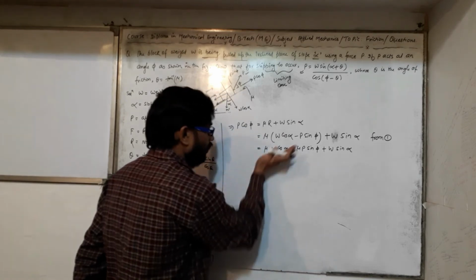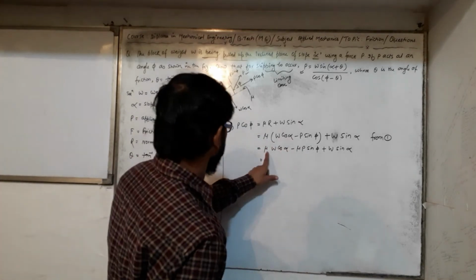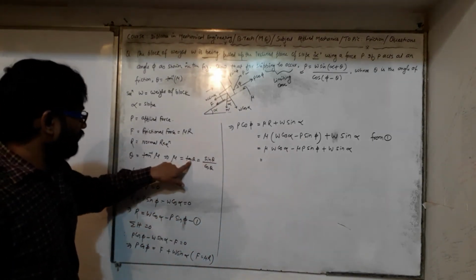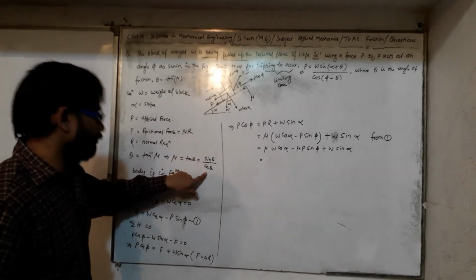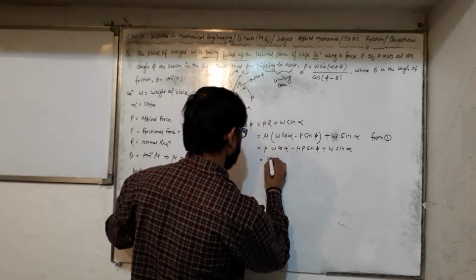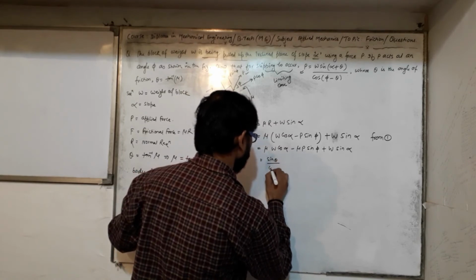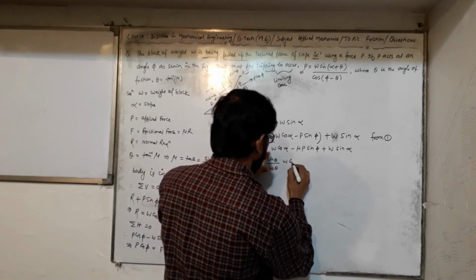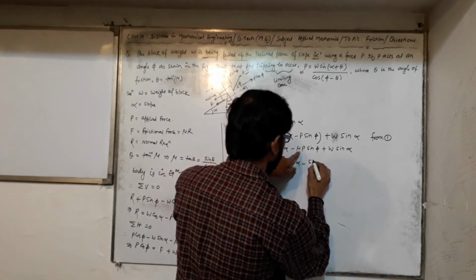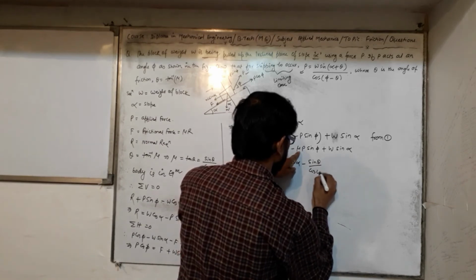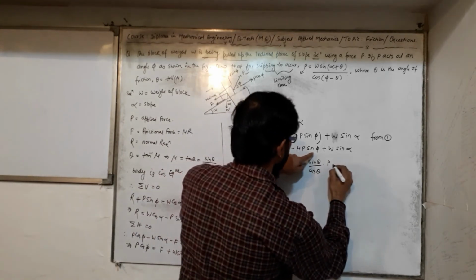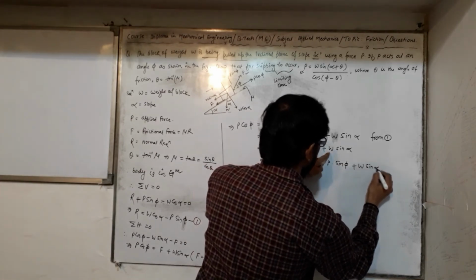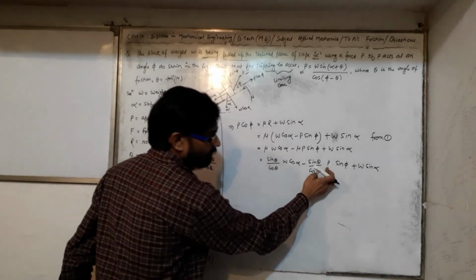Okay, now first of all I am putting the value of mu. So mu value is nothing but tan theta, or we can say sin theta upon cos theta. So W times, cos alpha minus mu, which is sin theta upon cos theta, into P into sin phi, plus W sin alpha, isn't it?